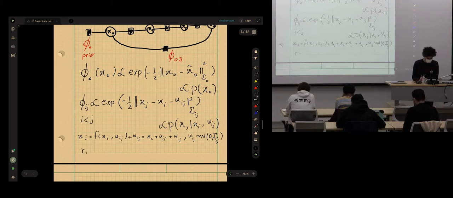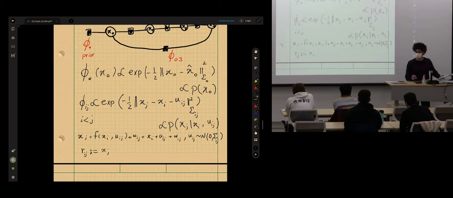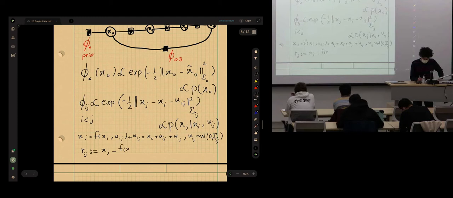The residual that we can define is the difference between the two sides of this equality. In other words, when you isolate the noise, what's left on the other side is your residual. Because you want it to be zero. If it's not, that's the error we want to minimize. So xj minus f of xi and uij.